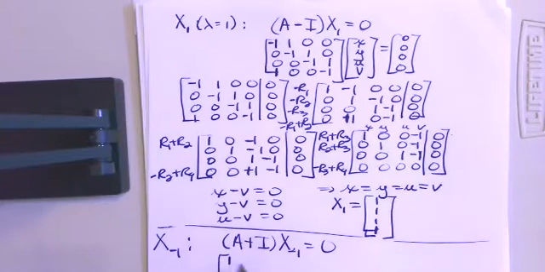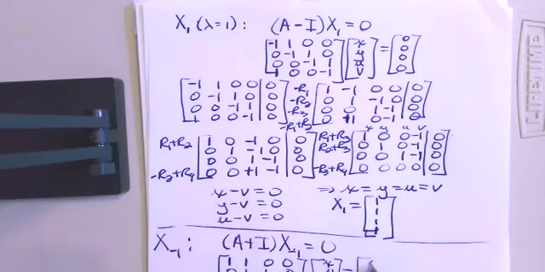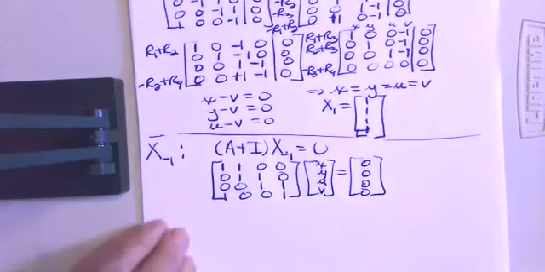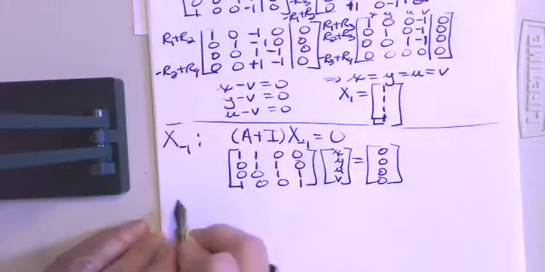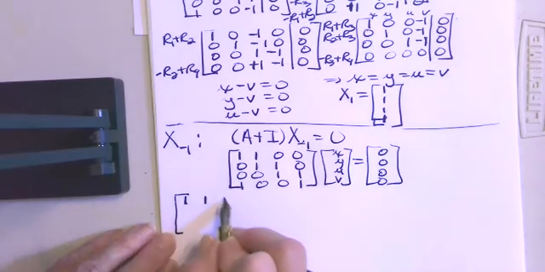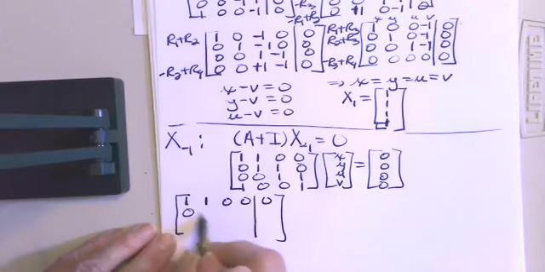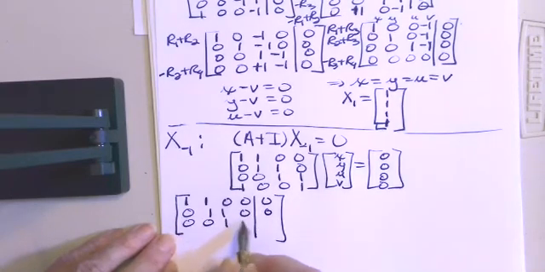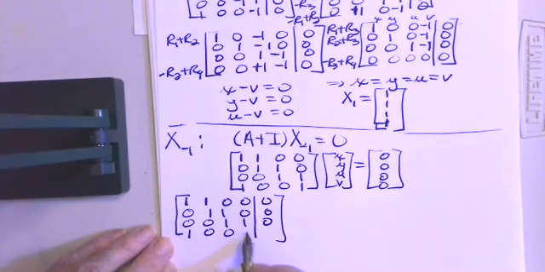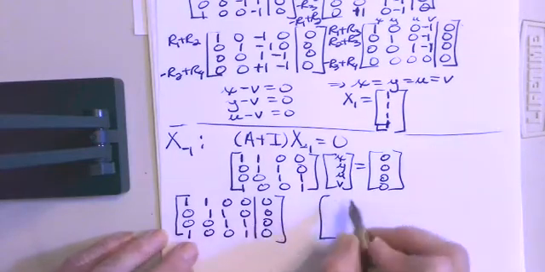Again, looking back at my a minus lambda I, and now lambda is minus 1, so that gives me 1, 1, 0, 0, then 0, 1, 1, 0, then 0, 0, 1, 1, then 1, 0, 0, 1 times x, y, u, v. Again, I've run out of letters, so I'm just going to call it x, y, u, v. And it has to be equal to 0, 0, 0, 0. Okay, so that gives me another system to use row reduction on.